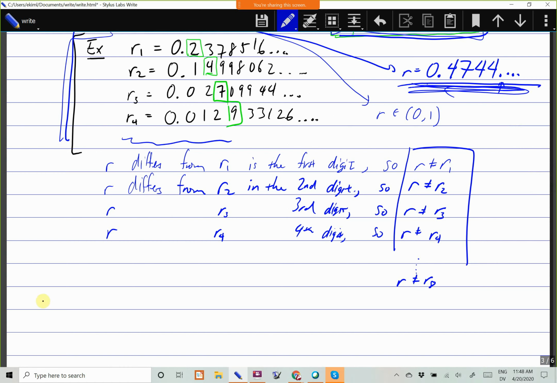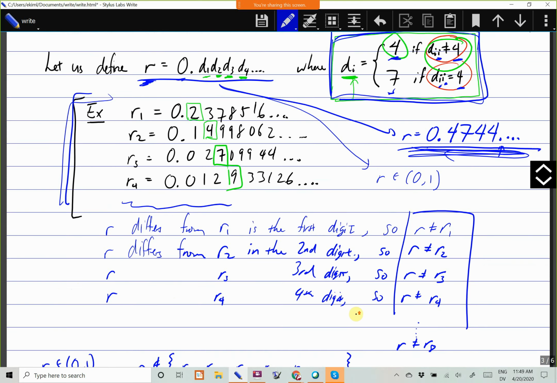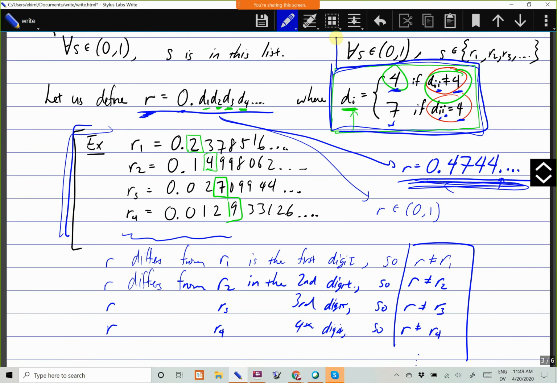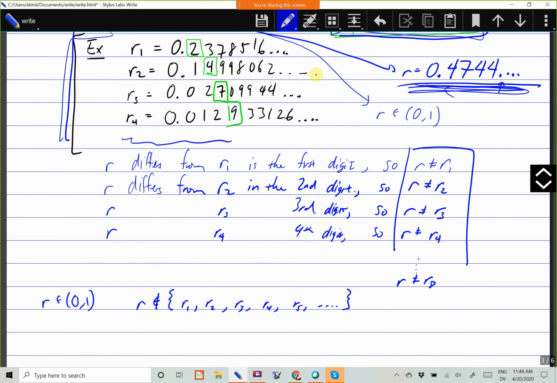So here's what we have. We have R belongs to the interval, but R is not in the set. It's not in this list because R differs from R1 and differs from R2 and differs from R3 and differs from R4. It's not in this list. But that contradicts what we said right up here, that every real number, I'm going to use a new color here, box this in red over here. Every real number between 0 and 1 had to be in the list. But this real number is not in the list. Okay? So this is a contradiction.